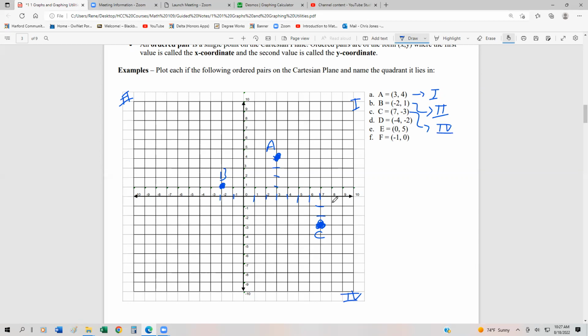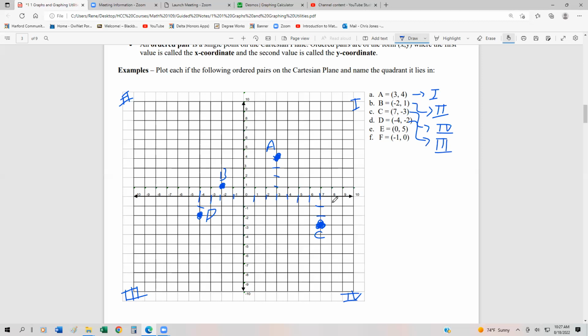And then finally, the point negative 4, negative 2. We would move to the left 4, and then we would move down 2. So right here, this is our point negative 4, negative 2. So that's D, and that's going to live in quadrant 3. So pretty easy.